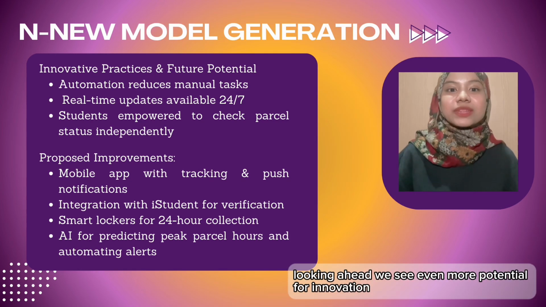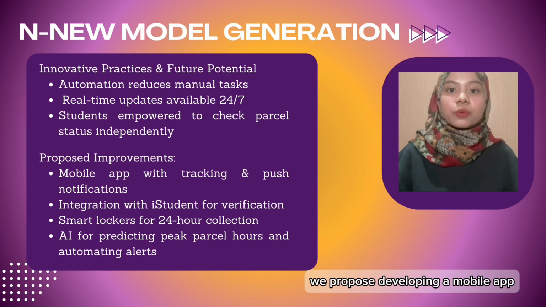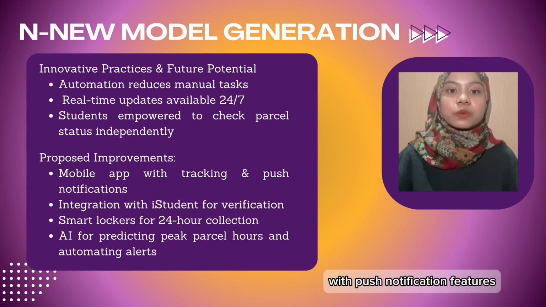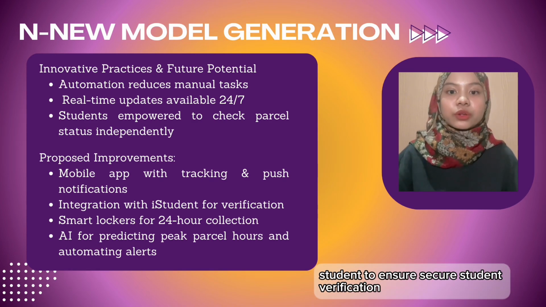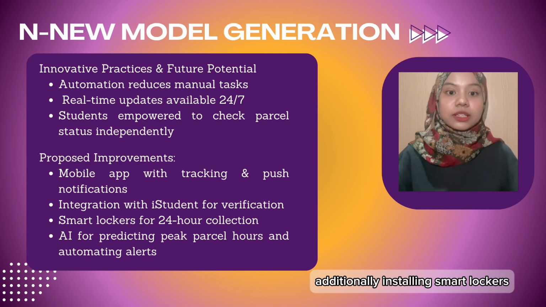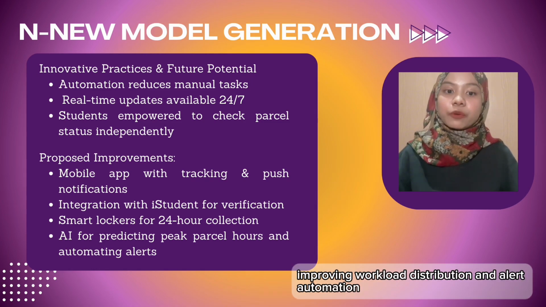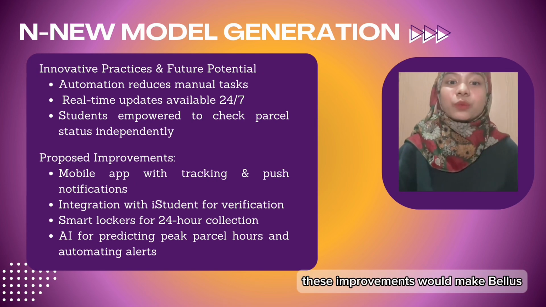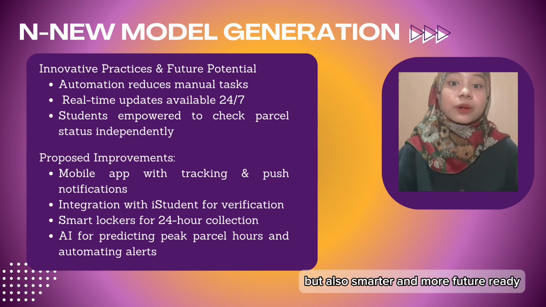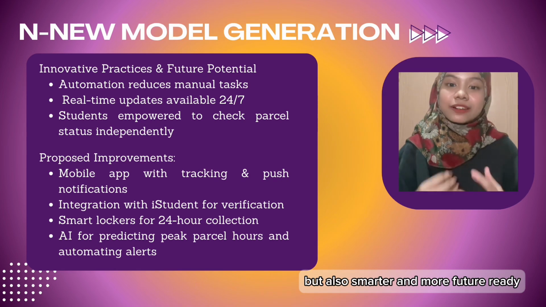Looking ahead, we see even more potential for innovation. We propose developing a mobile app with push notification features for live tracking. The system could also integrate with iStudent to ensure secure student verification. Additionally, installing smart lockers could enable 24-hour parcel collection, and implementing AI could help predict peak delivery hours, improving workload distribution and alert automation. These improvements would make Bellus not only efficient but also smarter and more future-ready.